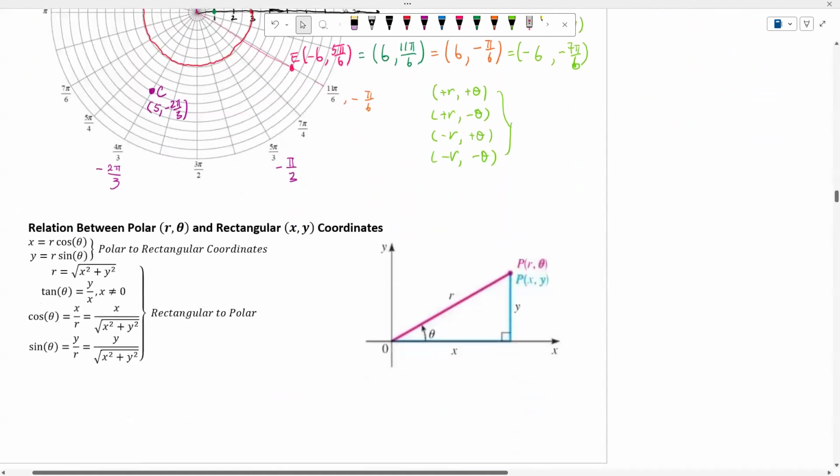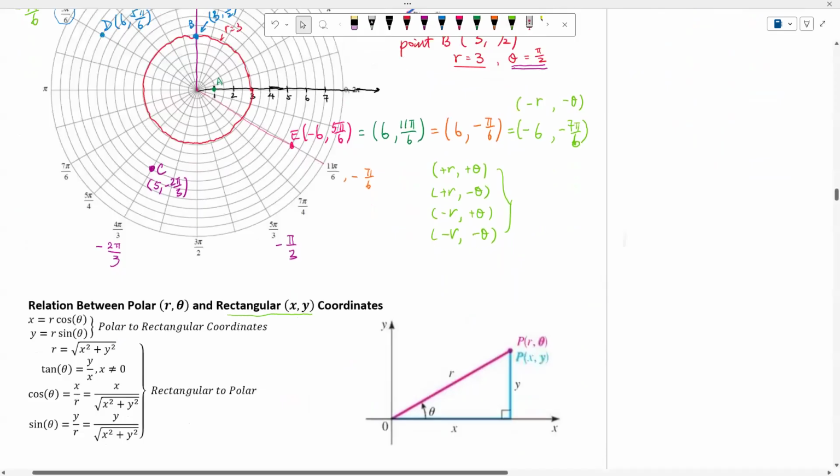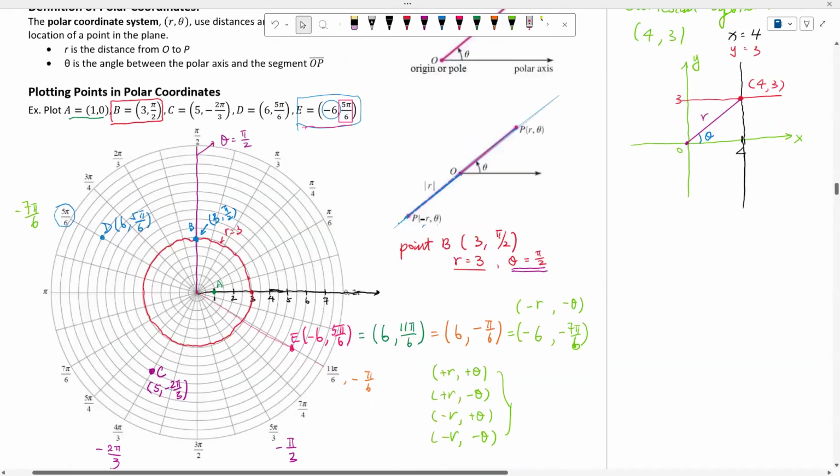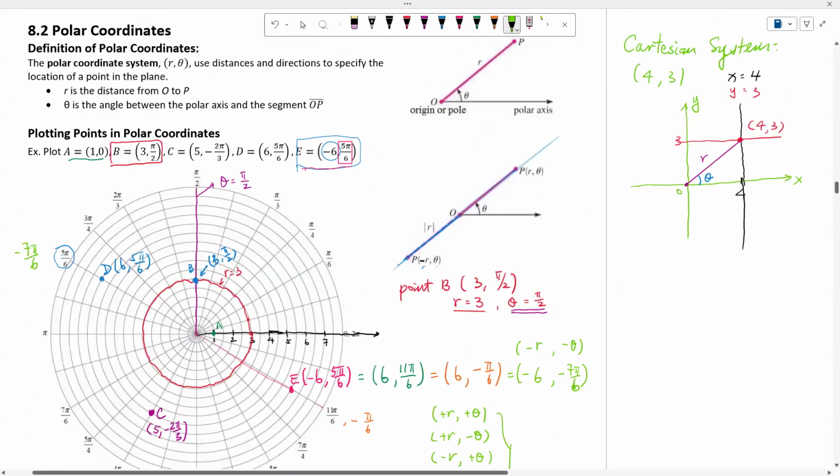Okay, so now, is there a relationship between the polar coordinate system and the rectangular coordinate system? Rectangular coordinate system means the Cartesian system as well, okay? Of course, there must be a relationship, because based on this example right here, we know that for this point 4, 3, we will be able to find the R right here. Now how do we find R? Basically, we already know, right?